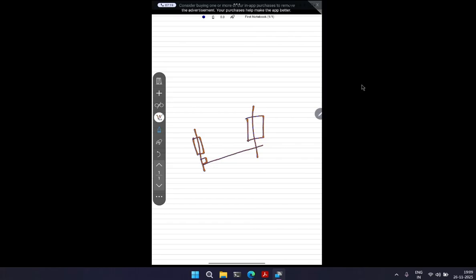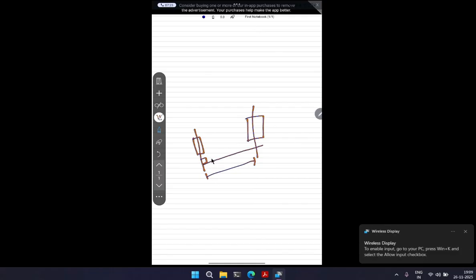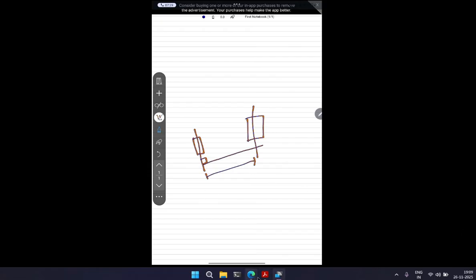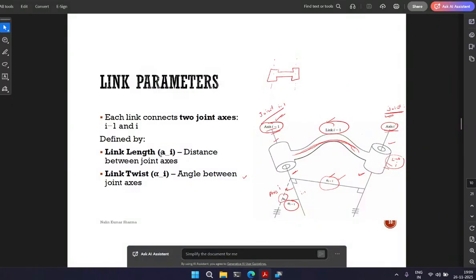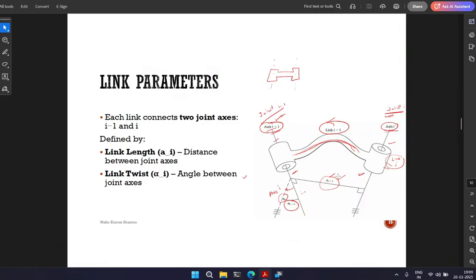So this will be my distance between two joints. Okay, so that is my a dash i, as is seen here, a dash i. That is my a dash i.